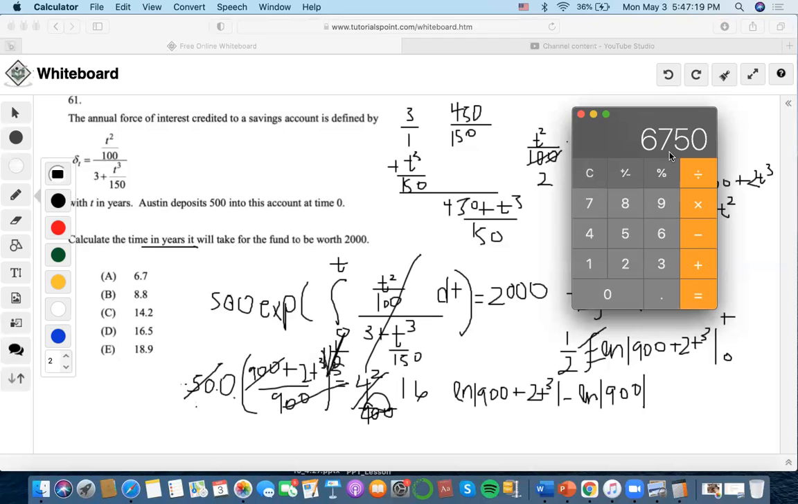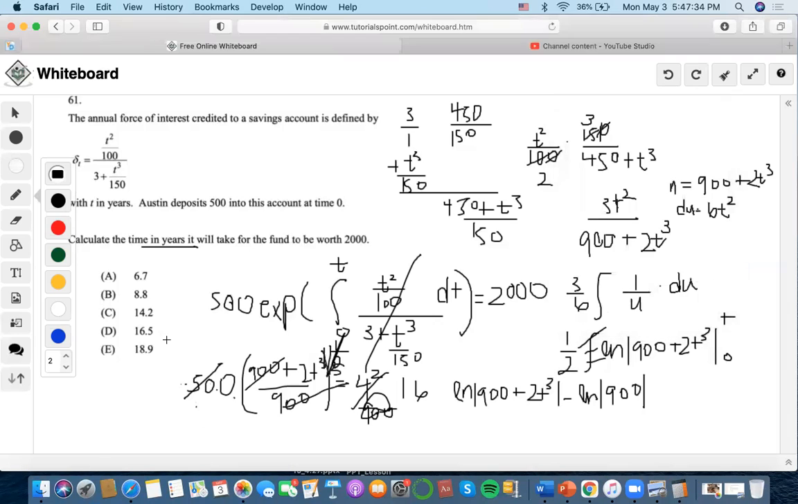And now we're going to get rid of the 1/3 by cubing this, right? So I'm going to use my big calculator for this. 6,750 to the 1/3. Then we end up getting 18.898815, which is rounded for T.